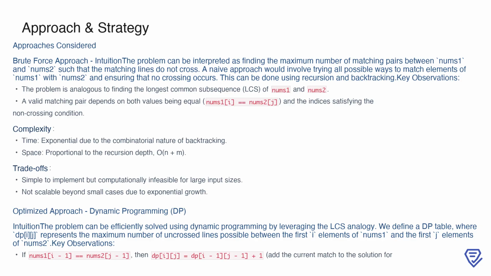While this approach is simple to understand, its time complexity is exponential due to the combinatorial nature of backtracking, making it impractical for larger inputs. The space usage is also proportional to the recursion depth, making it less scalable. Thus, while straightforward, this method is computationally infeasible beyond small cases.